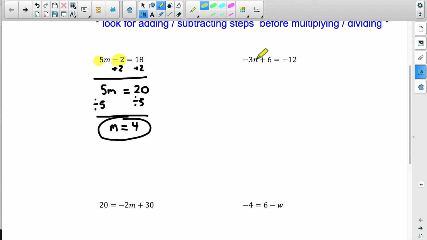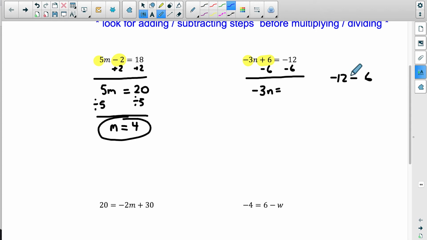All right. So this one we want to get the n by itself. Our problems are the negative 3 and the plus 6. Try to add or subtract first. So what would you add or subtract? You either take the plus 6 and do the opposite of adding, which is minus 6. So on this side, the 6's cancel, and we're left with negative 3n. Equals, you got to go negative 12, take away 6.